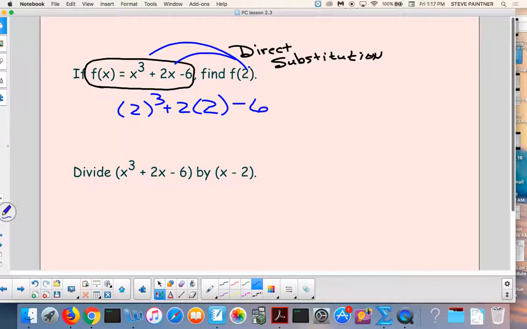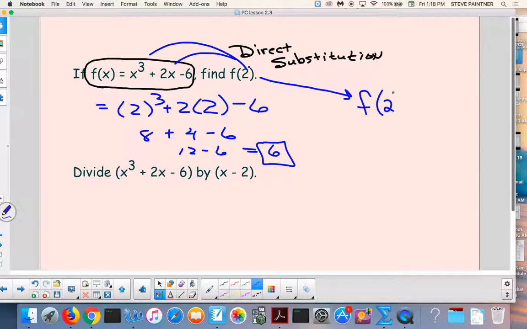You got what? 6, okay. 8 plus 4 take away 6 is 12. Take away 6 is 6, right? So, okay, talk to me. If somebody said this to you, f of 2, and you say f of 2 is what? What is the answer? 6.